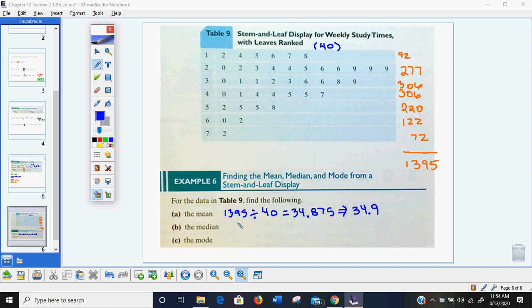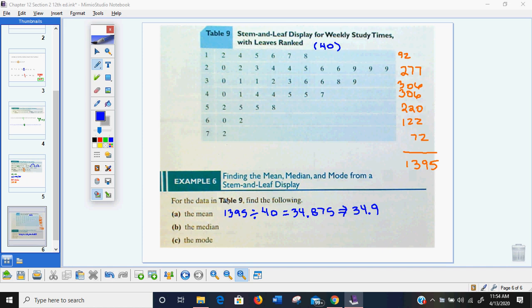Okay, let's find the mean, median, and mode from a stem and leaf display. First of all, let's remember how to read this. This would be 12, 14, 15, 16, 17, 18. The next would be 20, 22, 23, 24, 24, 25, and so on. Our last number would be 72.